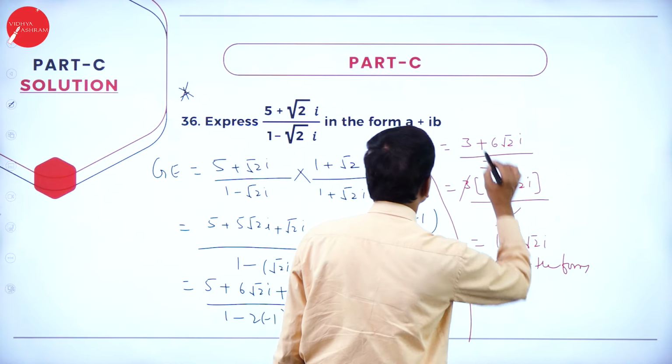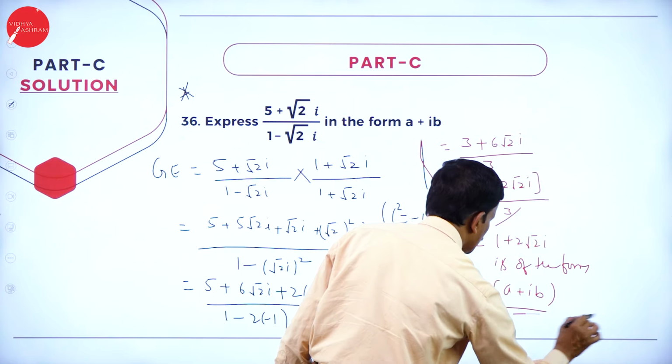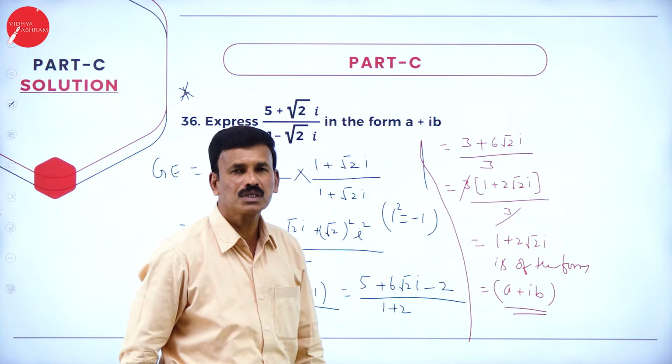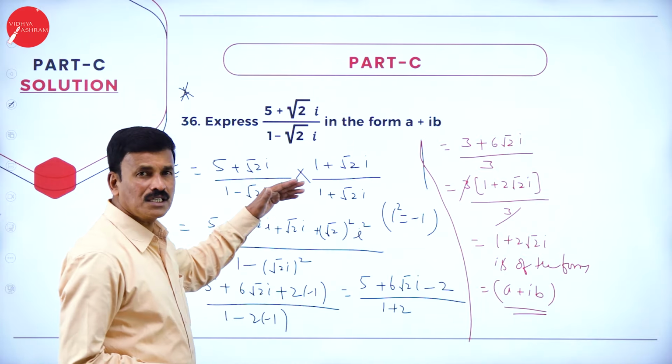Which form is this of? This is of the form a plus ib, where a is equal to 1 and b is equal to 2 root 2. That's it. Very simple method, right? Just rationalize the denominator.